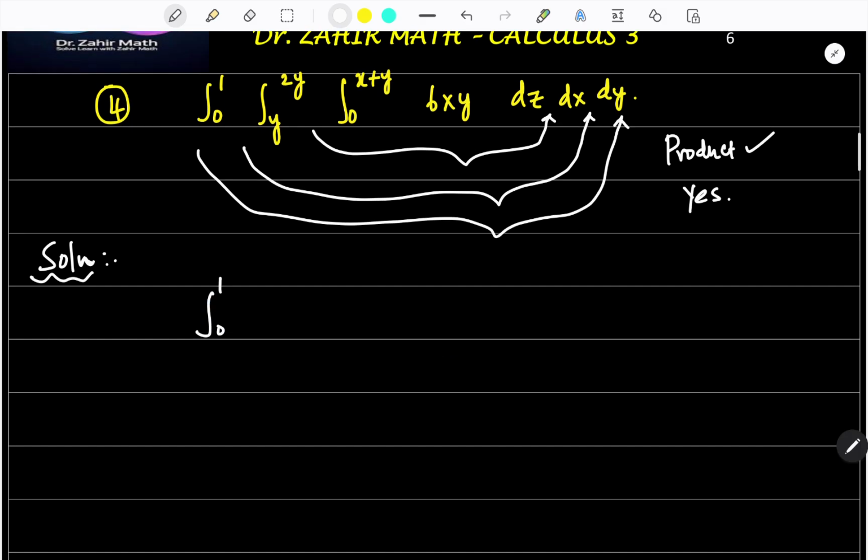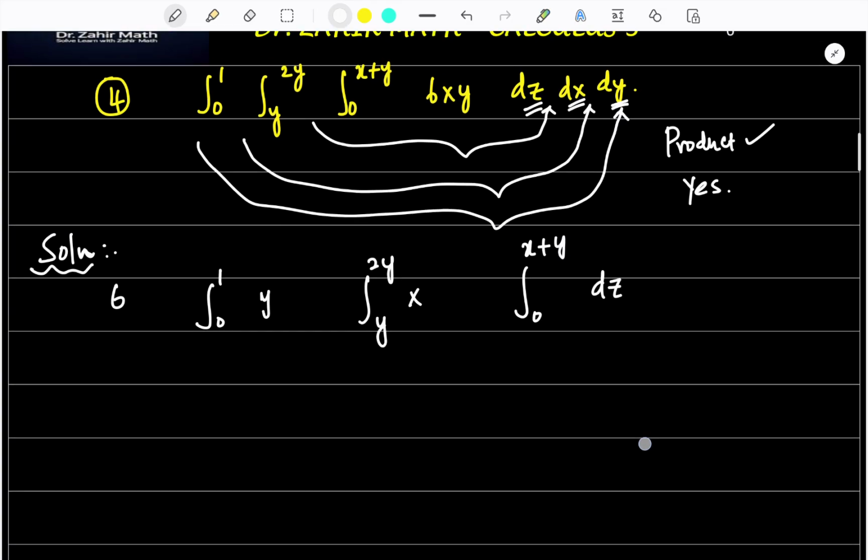Integral 0 to 1 and integral, sorry, y to 2y, and integral 0 to x plus y, and 6 anywhere you can take, no problem. So let me take 6 out. Now this is going with respect to z, so just keep z, there is no variable z. And here it goes with respect to x, so the middle variable is x, and here it's y. Look here, first z, then x, then y. Keep in your mind, you can move here and there, no problem.